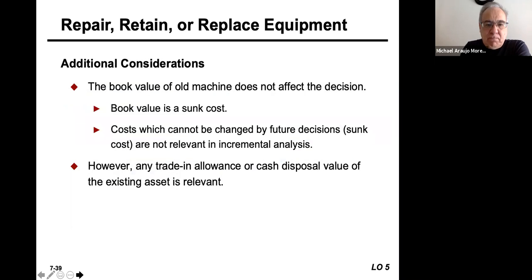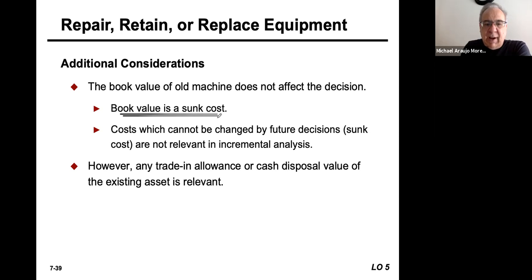Okay. So there are some considerations to understand. Remember, the fact that they already have the machine is a sunk cost. So the fact that they already own this machine isn't going to play a factor in deciding whether they buy the new machine or not. It doesn't even come in. You notice we didn't even put in the book value of the old machine. It just doesn't matter in this decision.